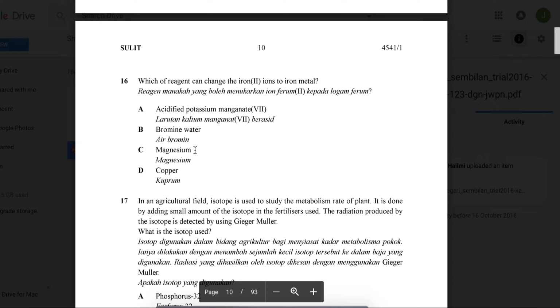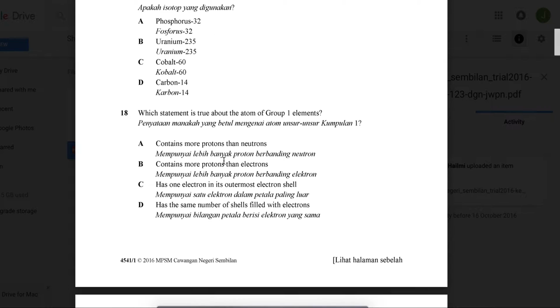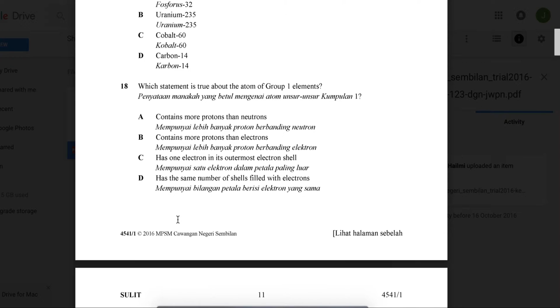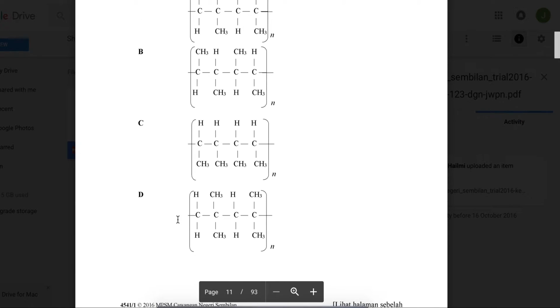Let's see. Which statement is true about the atom of group 1 elements? Do we need to know this? Let's see. No, this is chapter 5 as well.